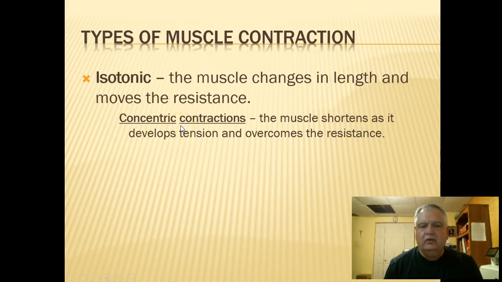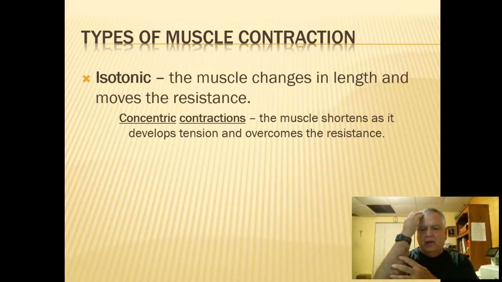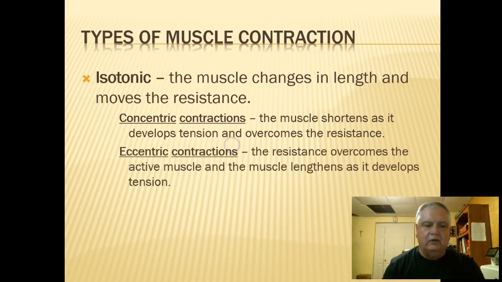Concentric phase or concentric contractions occur when the muscle shortens as it develops tension to overcome the resistance. So as I'm moving my hand up toward my head, the muscle is actually shortening. My bicep muscle is actually shortening, and my hand is moving up towards my head. That would be a concentric contraction.